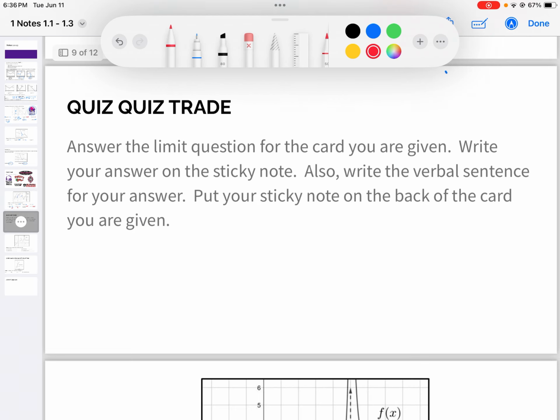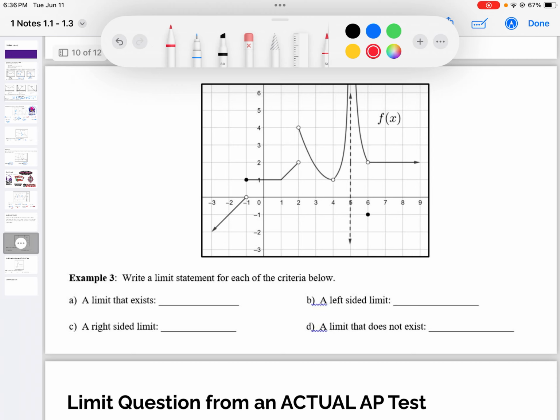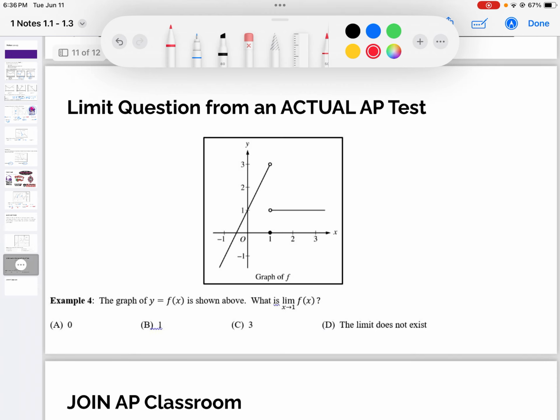All right, the next thing is something we would do in class. There's a whole bunch of answers you can do with this, but we're going to skip over it. Okay, last question is an actual AP question on the actual AP exam from the past. So pause the video, see if you could do it, and then we'll talk about it when you come back.